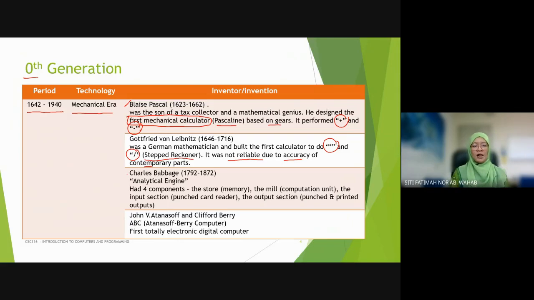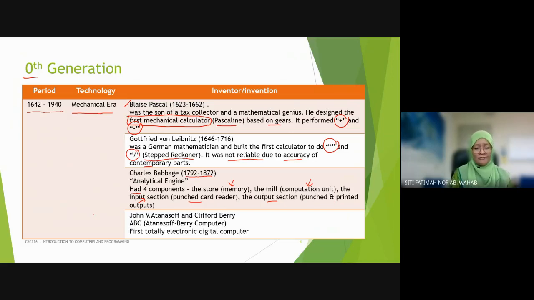And then we have Charles Babbage from 1792 until 1872. He invented an analytical engine. Okay, it had 4 components: the store or memory, the mill or the computation unit, the input section which used the punch card reader, and the output section which used the punch and printed outputs.